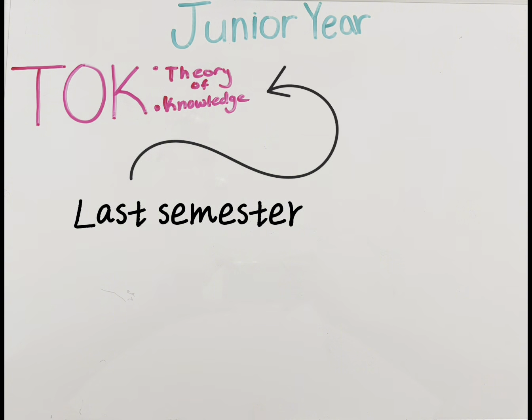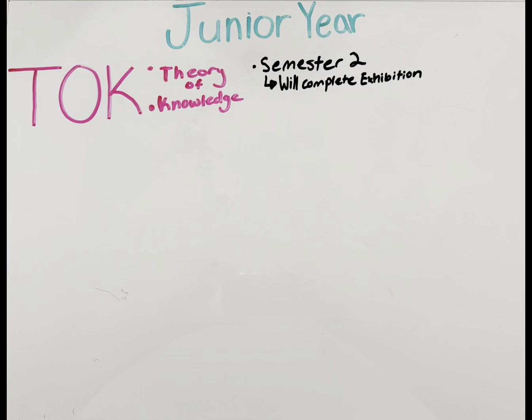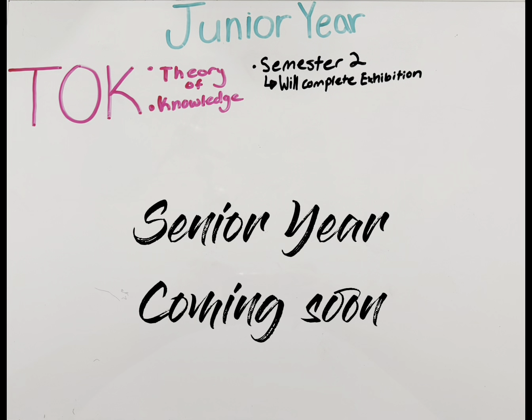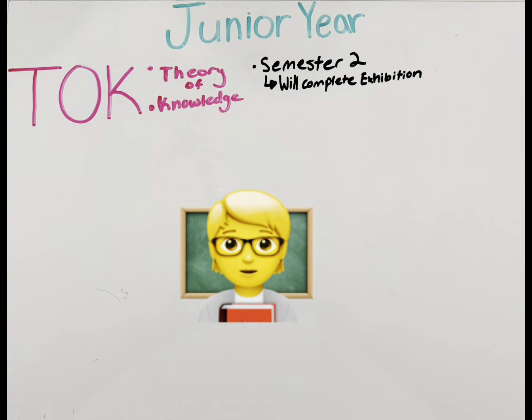In your last semester, you will begin taking Theory of Knowledge, TOK. Theory of Knowledge is a course that is split into 2 years. In junior year, you will take TOK in second semester. In senior year, you will complete TOK in your first semester. In TOK in your junior year, you will also complete the TOK exhibition, which will be presented in senior year. When it comes time to complete your exhibition, your teacher will discuss the requirements with you. You will cover more about TOK's assessment later in the video.